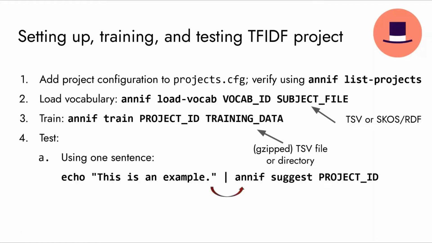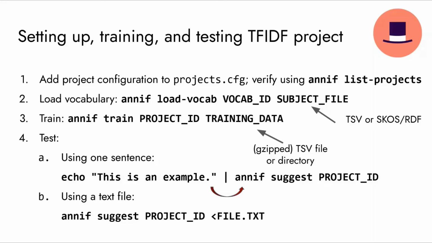After training, the project is ready to be used. First, we can use just a short sample text and give it to the Annif suggest command. The suggest command accepts the text from standard input, so the echo command can be used for writing the text, and the pipe character then to pass the text to Annif suggest. For testing with a longer text, it's better to have the text in a file, whose contents can then be fed to the Annif suggest command with this kind of command.